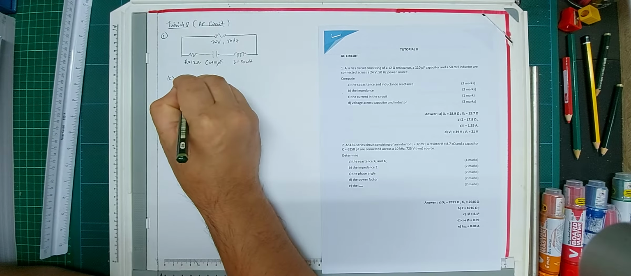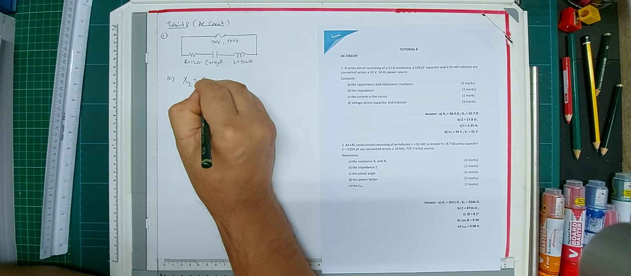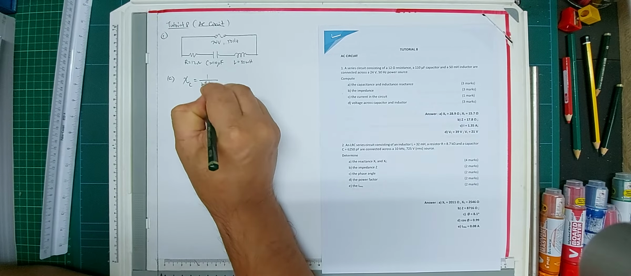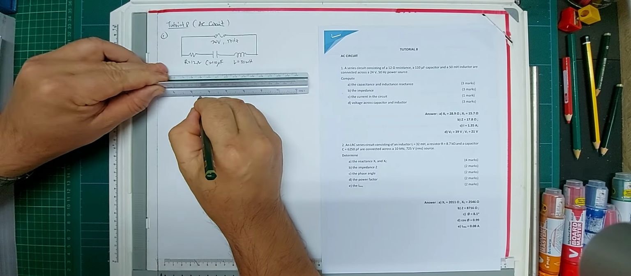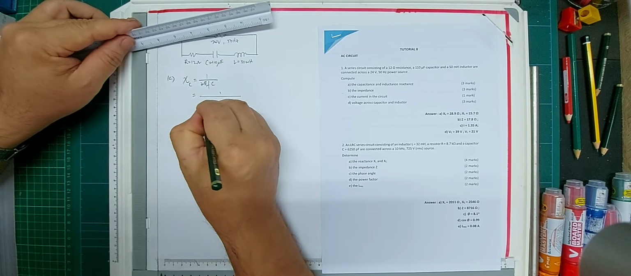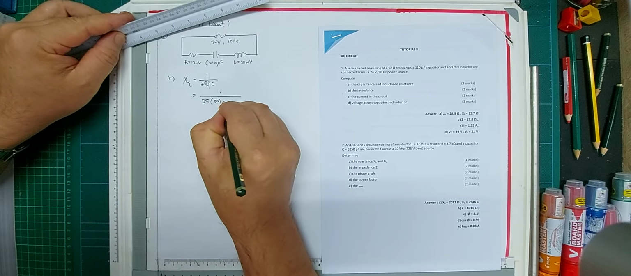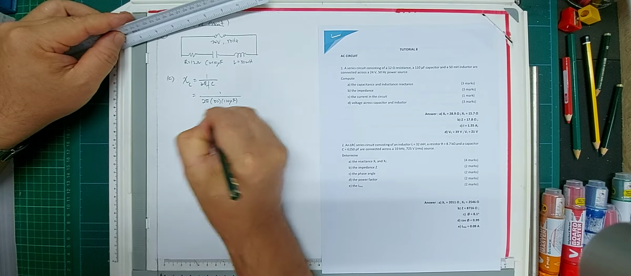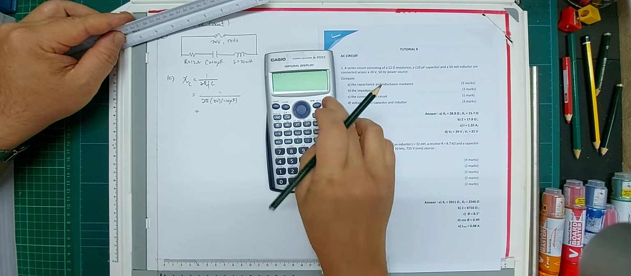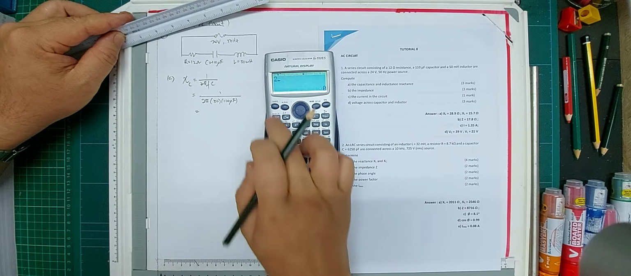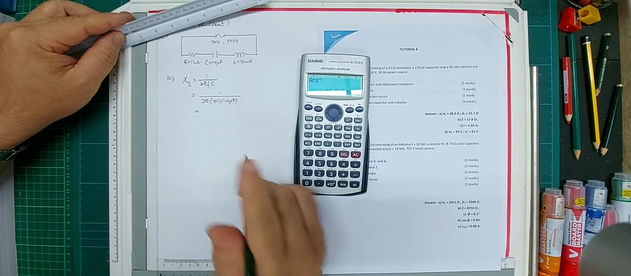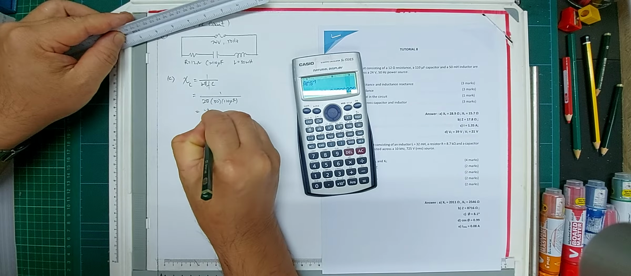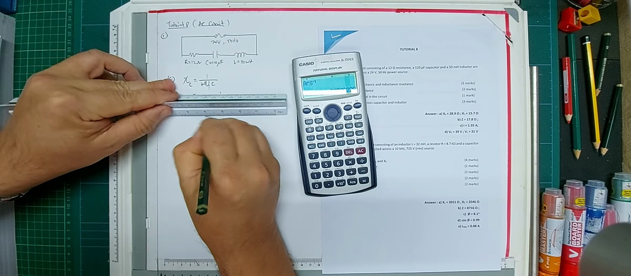Now capacitive reactance is called chi C, given by 1 over 2 pi fC. So we put in the value and calculate. 2 pi times 50 hertz times 110 microfarad, and then we have 28.9 ohms. 28.9 ohms.